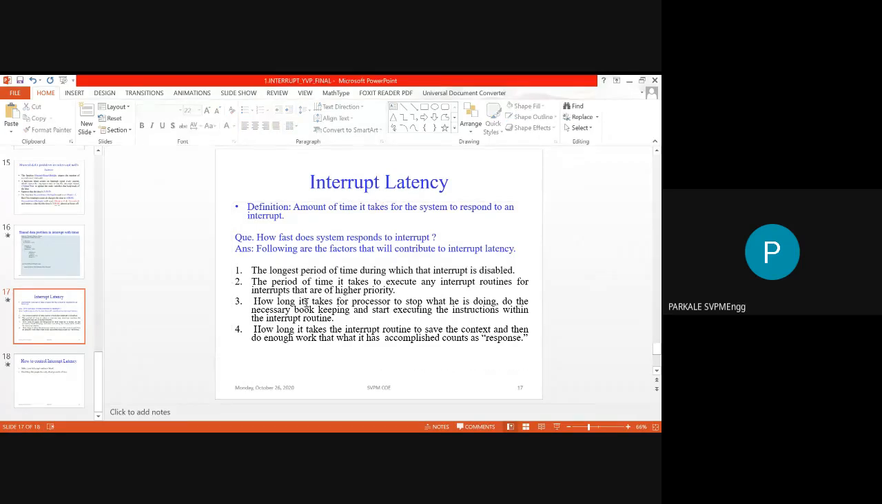For example, right now we are in the middle of our online lecture, and somebody has disturbed me. Right now, if somebody comes to me, what is my response? That response is nothing but the interrupt latency. Now I have to find out what the different parameters are that contribute to that interrupt latency.